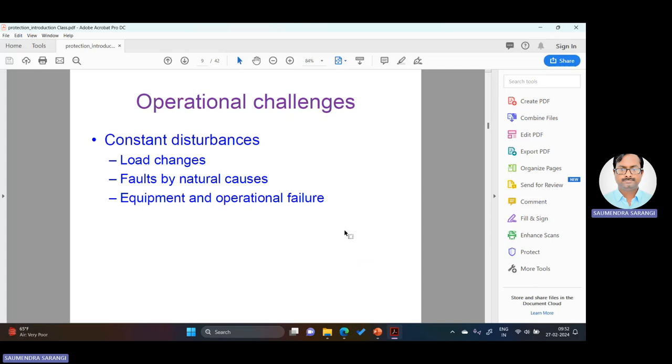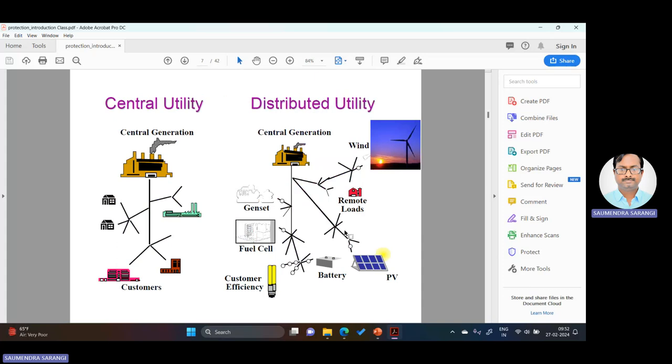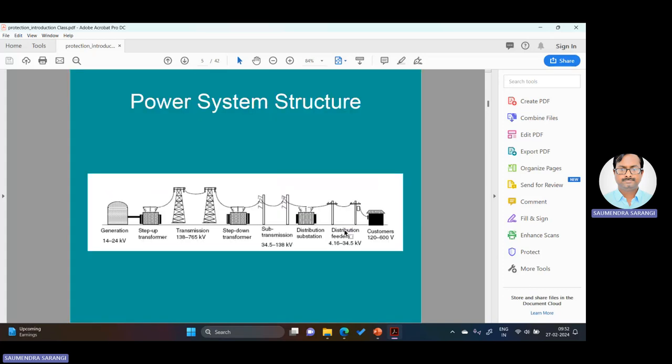Considering the course syllabus we are having, this subject is switchgear and protection. What is the meaning of switchgear and protection? We know that we are talking about a power system, and the power system consists of a generating station, load center, transmission lines, and substations.